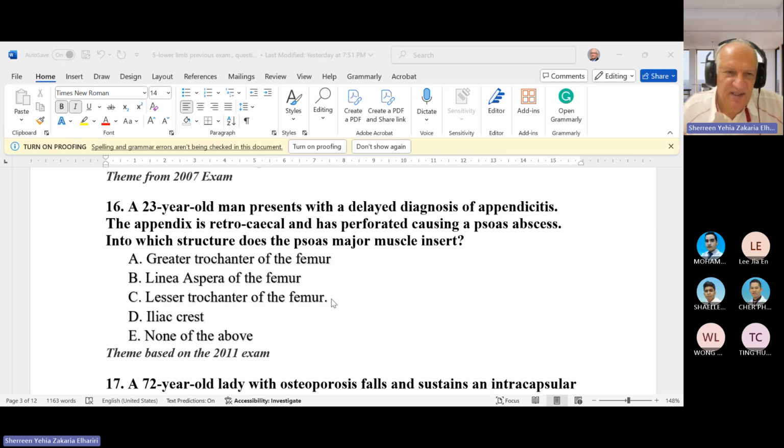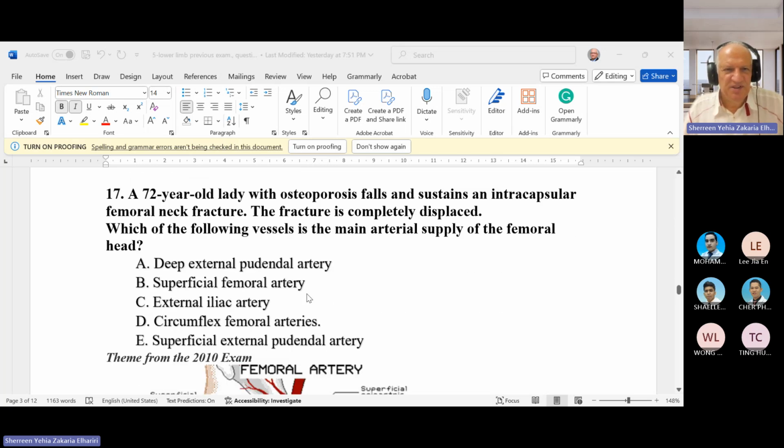Second, iliopsoas is a combination of two muscles, iliacus and psoas. The iliacus muscle is supplied by the femoral nerve, and it is the only branch above the inguinal ligament, but psoas is supplied by the lumbar plexus, lumbar 1 and 2. So we have two muscles, iliacus by femoral, psoas by lumbar 1 and 2, inserted in the lesser trochanter of the femur. Okay, next question.